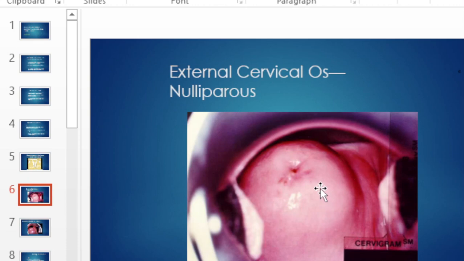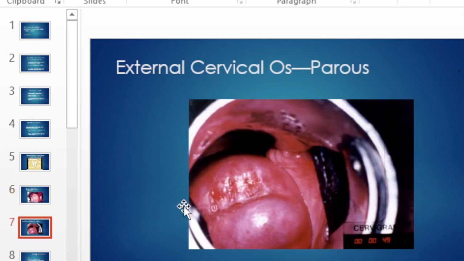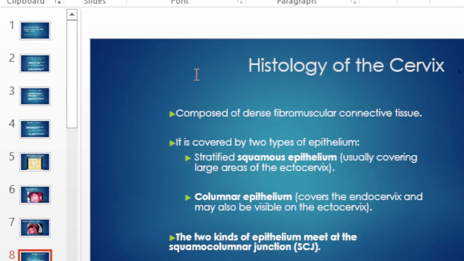So here we have the cervix of a nulliparous woman. As you see, it is a pinhole. And for a multiparous woman, it is more of a gaping slit. So there's an obvious difference between the two.